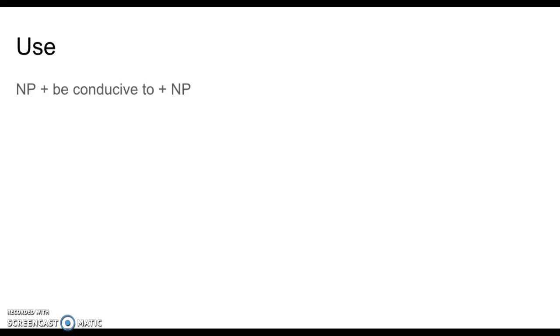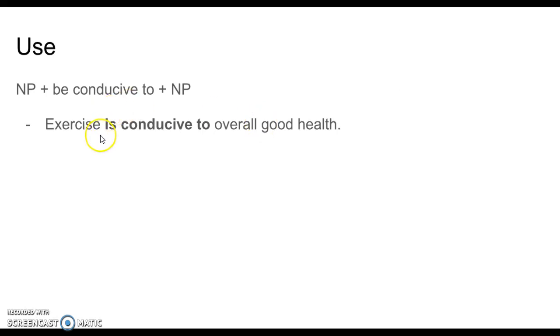Usually when we use the word conducive, we follow this pattern. So this is probably the most common pattern: noun phrase, and then be conducive to, and then another noun phrase. So let's look at a couple of examples. Exercise is conducive to overall good health. So we have is conducive to.